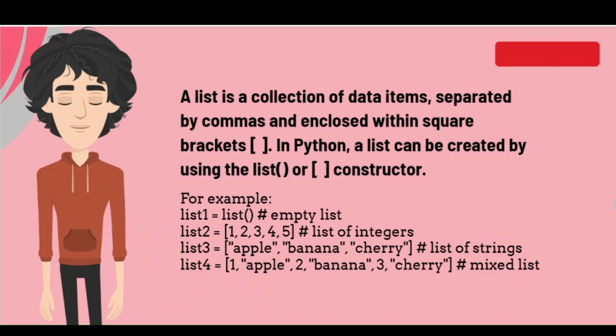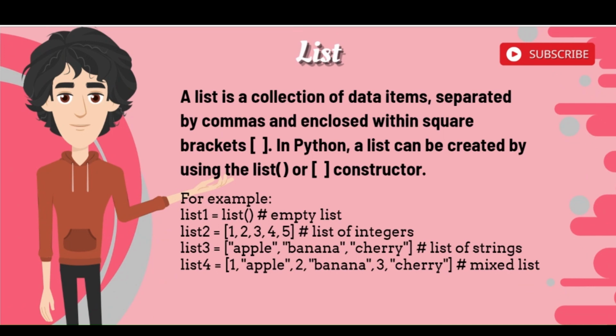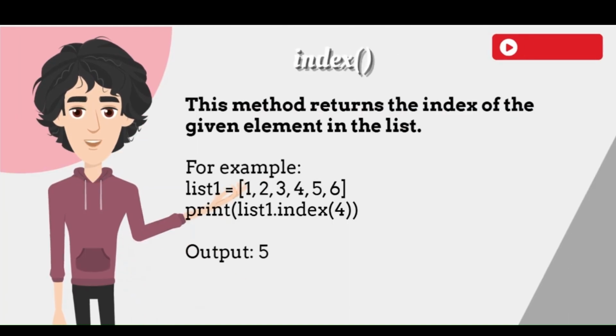Let's start. A list is a collection of data items, separated by commas and enclosed within square brackets. In Python, a list can be created by using the list() constructor. For example, list1 equals empty list. List2 equals list of integers. List3 equals list of strings. List4 equals mixed list.